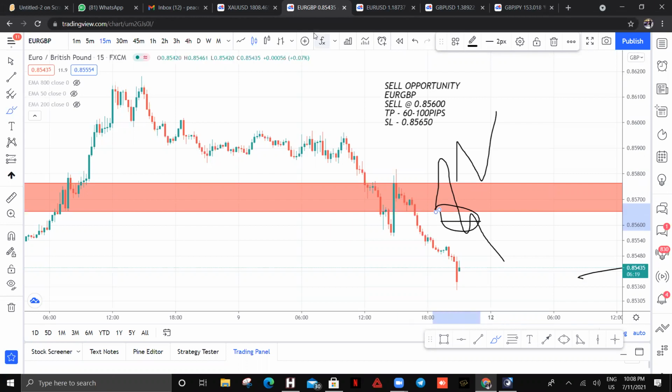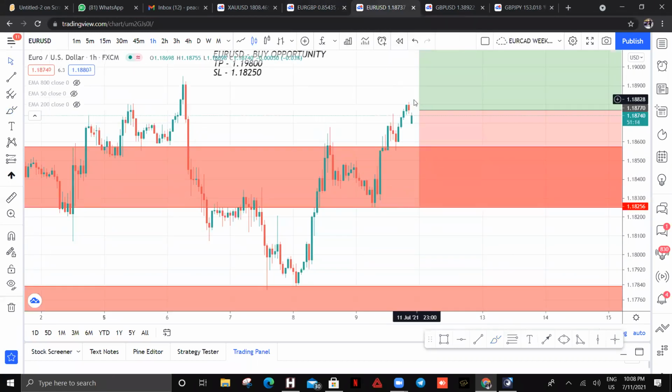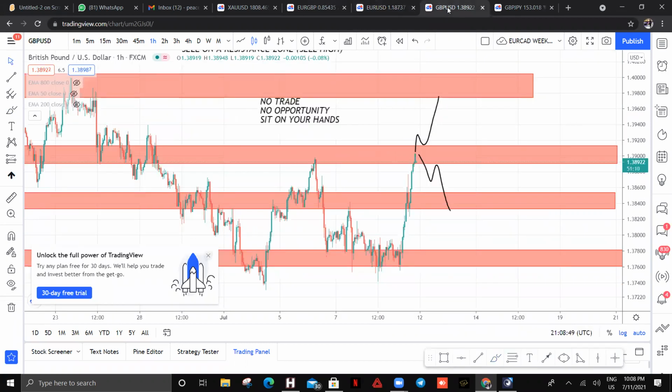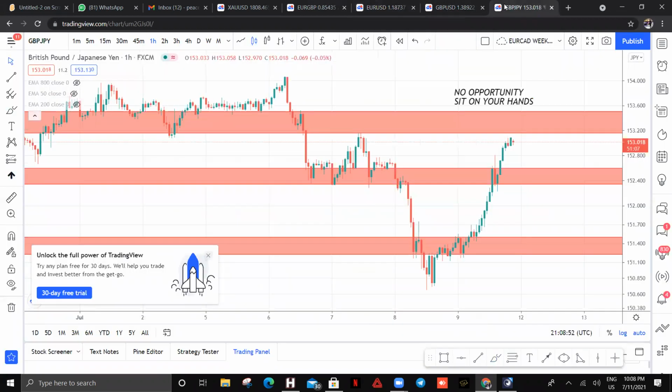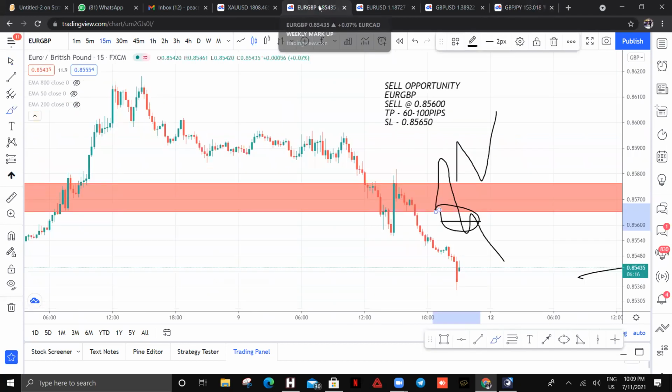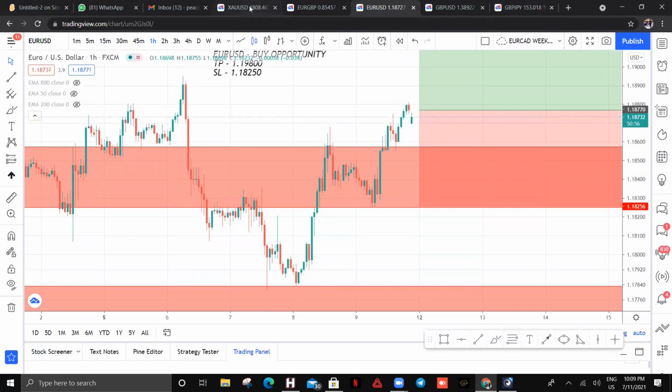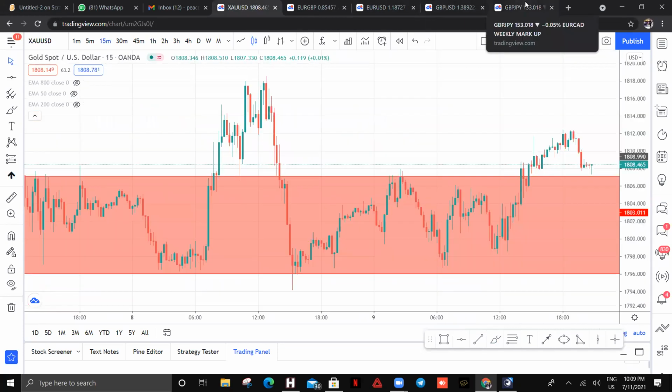I think we've done enough for tonight. 5 pairs. This guy is going our way, but we'll wait till 1 hour before you can enter. This guy is still buying. Okay. He has not shown any indication, so we'll sit on our hands and wait. So only Euro GBP, Euro USD and gold have given us an opportunity. So for GBP USD and GJ, you sit on your hands and wait for the opportunity to present itself before you take your position.